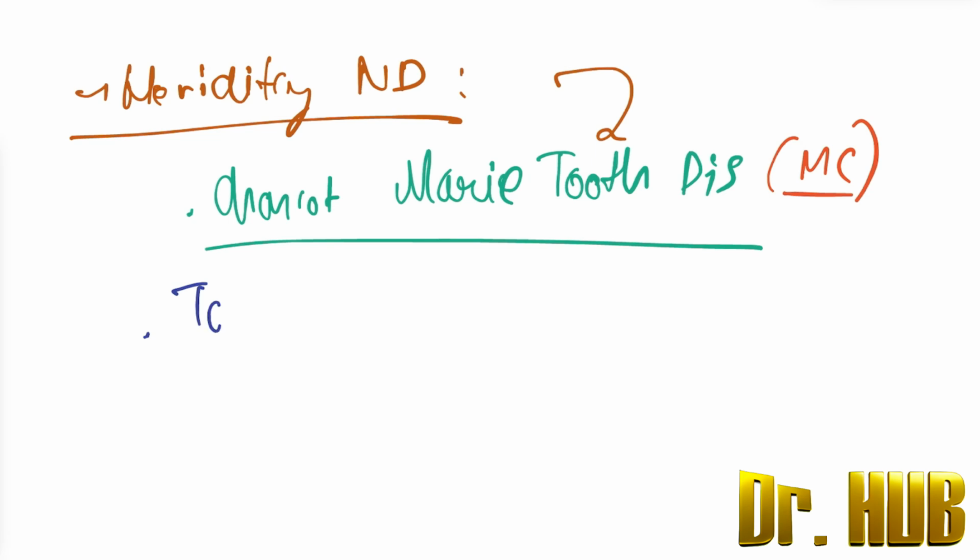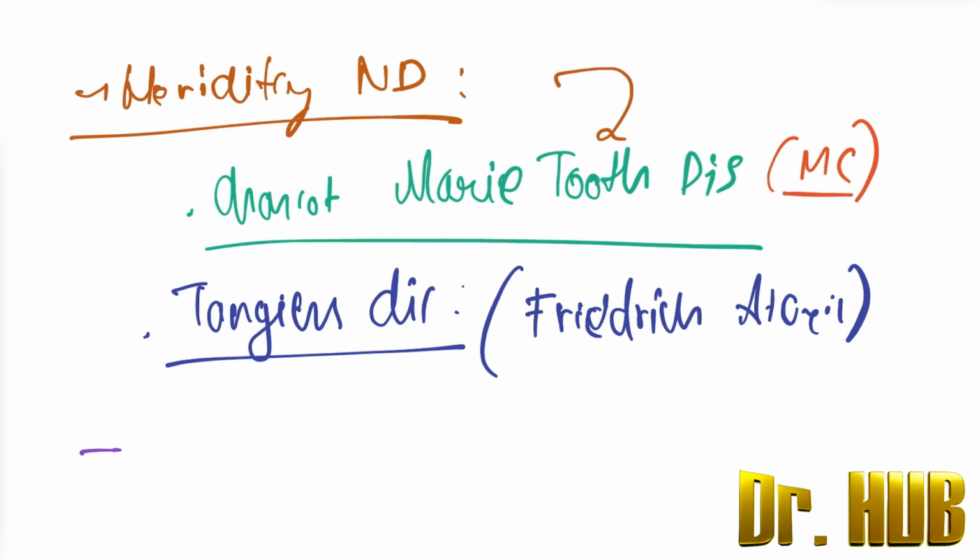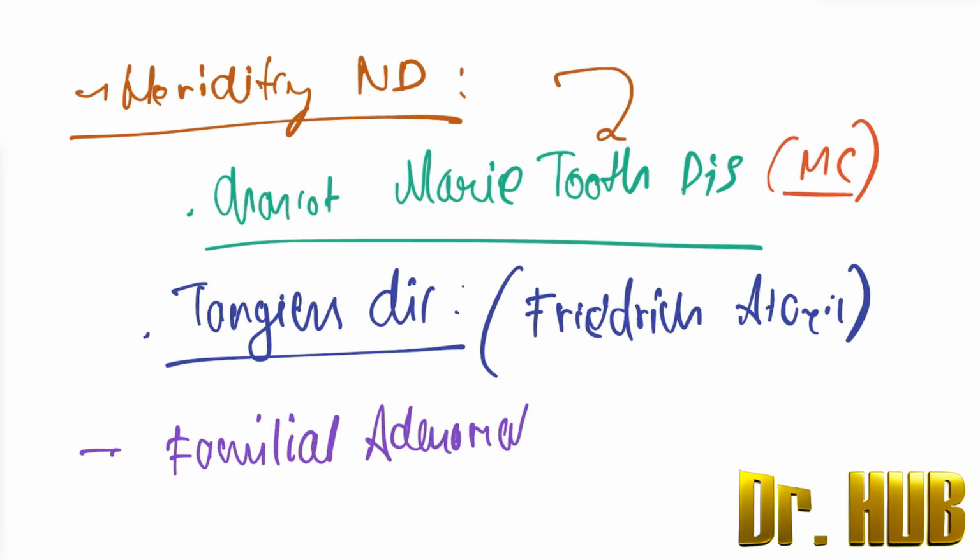Next we look at Tangier disease, and then comes Friedreich ataxia. Then there's also familial amyloid polyneuropathy.